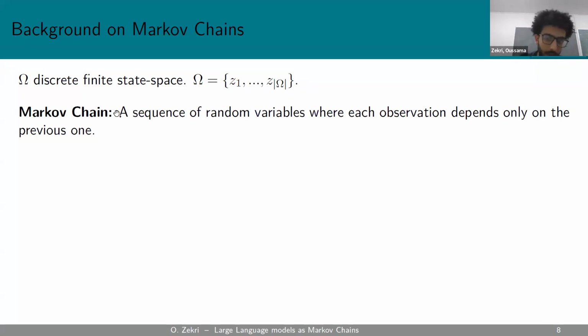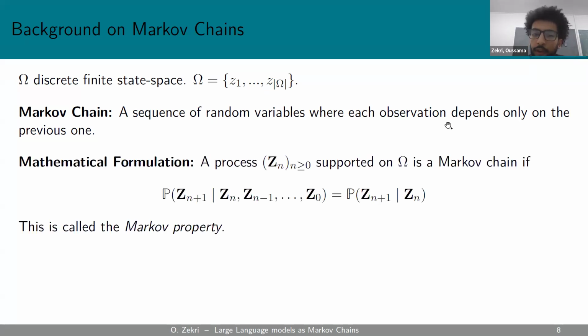With a more mathematical definition, a Markov chain is a sequence of random variables where the observation only depends on the previous one. What does it mean? It means that if you have a sequence of variables z0, ..., zn minus 1, zn, and zn plus 1, and you compute this conditional probability, the result will be the same as if you just had the last item of the sequence. So this is what we call a Markov chain.